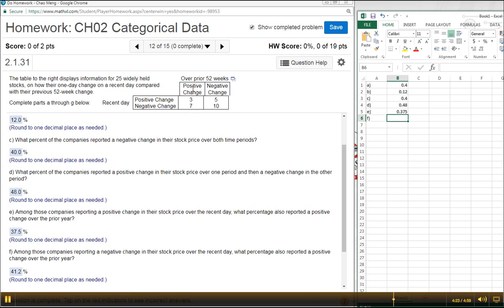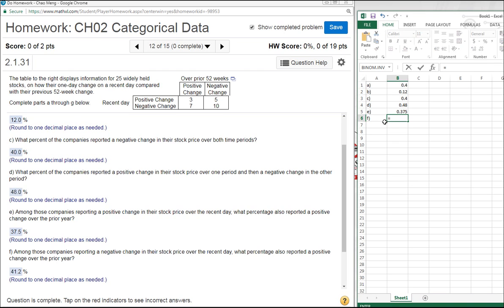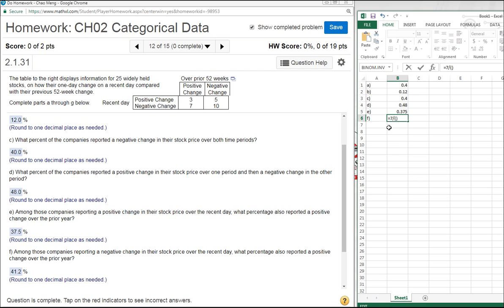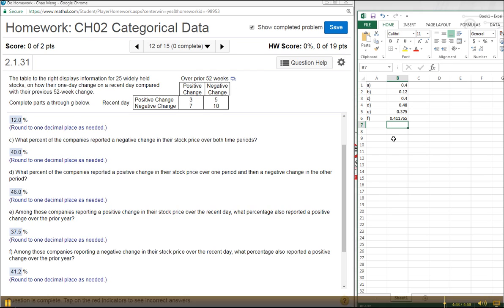7 companies reported a positive change over the prior 52 weeks. If we do the calculation, 7 goes to the top, and we divide 7 by the total number of companies we are talking about, which is 7 plus 10. Those two numbers are in the second row. If we do the calculation, that's going to be 41.2%. Those are the calculations we need to do for this question.